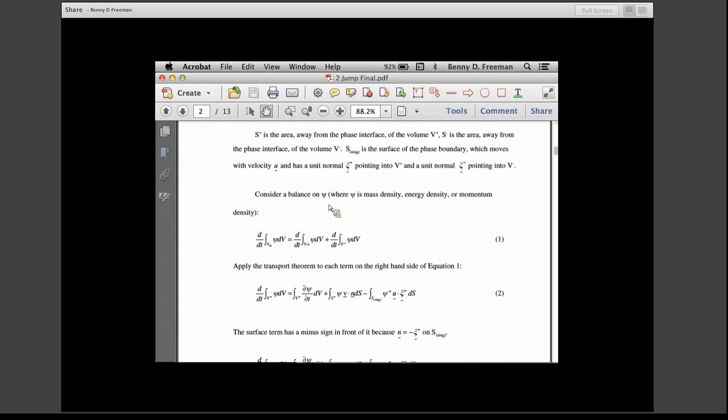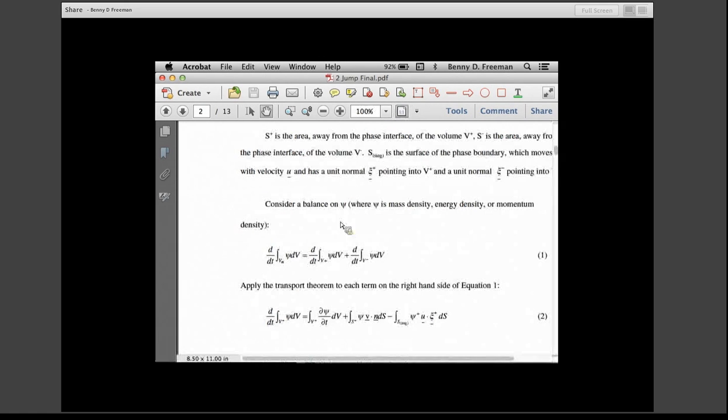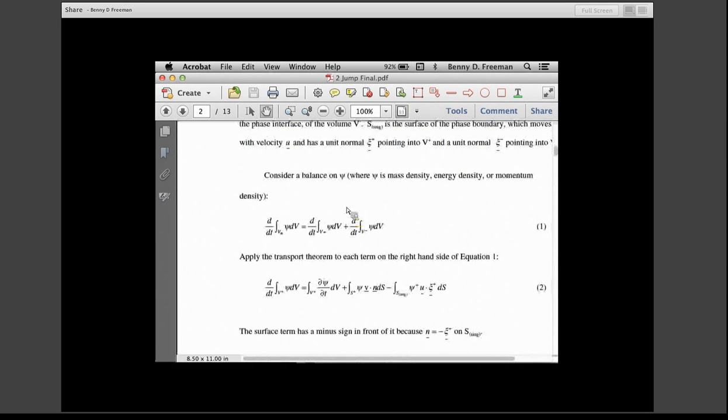And so if we write a balance on, for example, mass density, we can write that the time rate of change of the total amount of mass inside this material volume, so that'll just be the mass density times the volume averaged over the volume. The time rate of change of that can be broken up into two pieces, one over V plus and one over V minus. At the end of the day, what is the sum of these two?